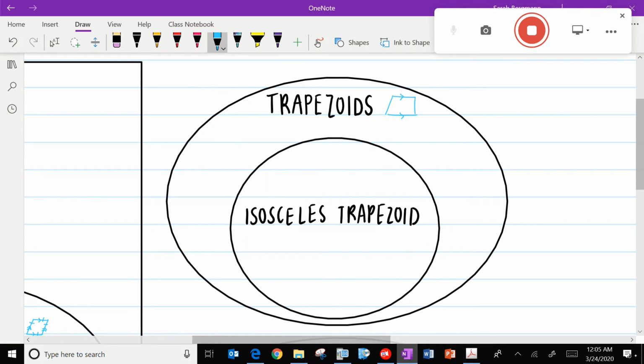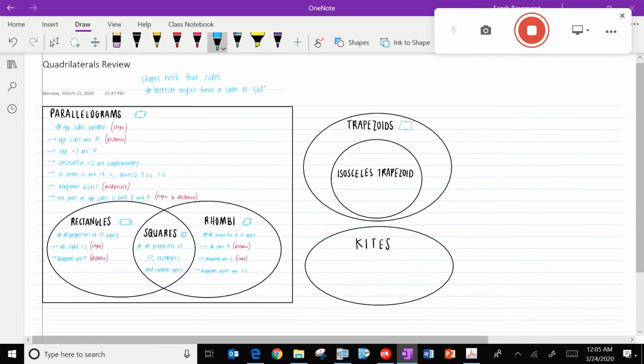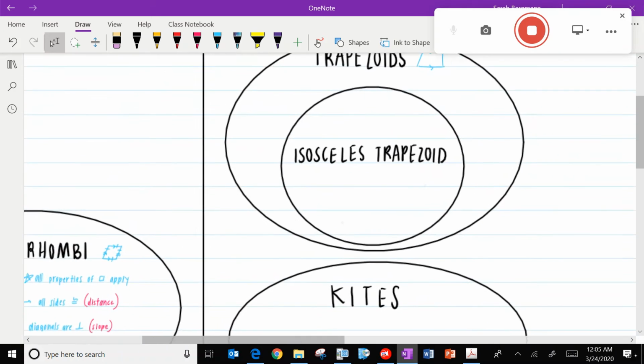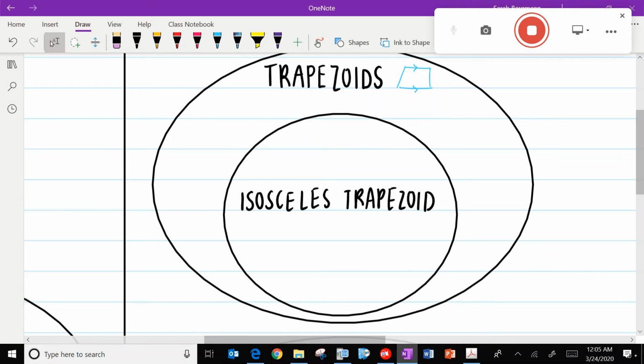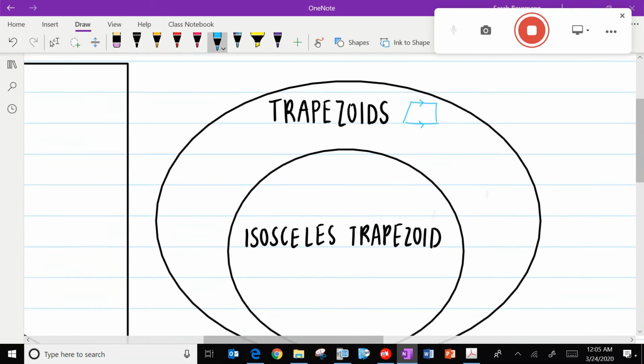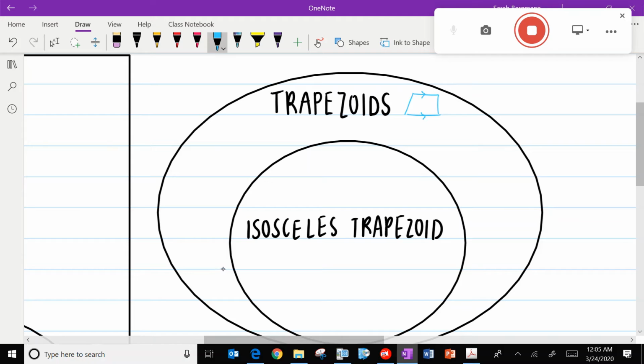This is important because since it's exactly 1 pair, it is not a parallelogram. So notice that it's not in the box of parallelograms. It's still a quadrilateral, but it is not a parallelogram because it doesn't have opposite sides congruent. In a trapezoid, the sides that are parallel are called the bases. The sides that are not parallel are called the legs.